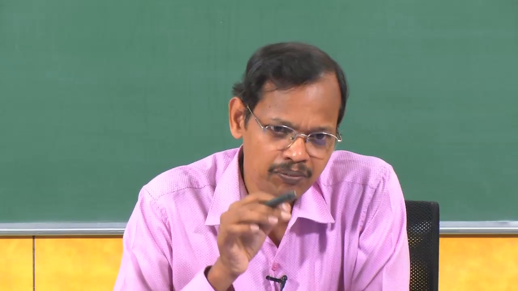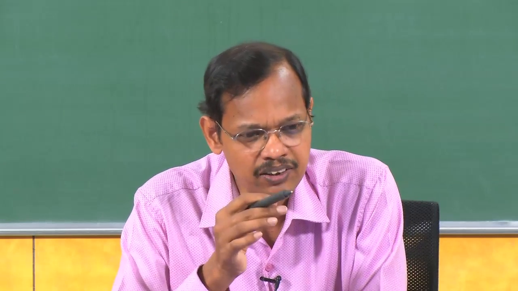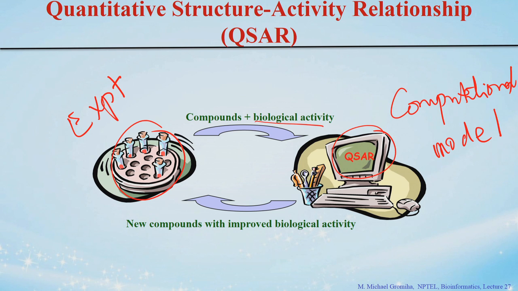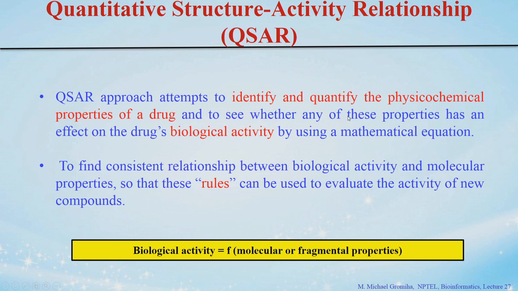The main principle of QSAR analysis is whether we can explain the biological activity of the compounds in terms of other properties of the ligands: physical, chemical or electronic properties and so on. The QSAR approach tries to identify and quantify the physical chemical properties of a drug, and whether these properties can affect the drug's biological activity, using any set of equations, whether linear or nonlinear, where you can relate these properties with the biological activity. To identify the consistency of this activity and the properties, we can set a kind of rules and evaluate the activity of new compounds.